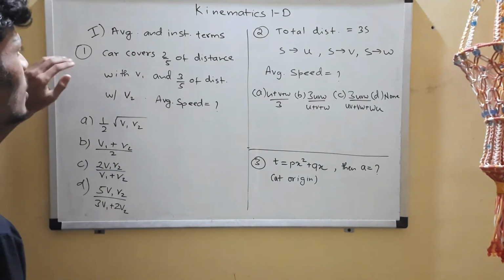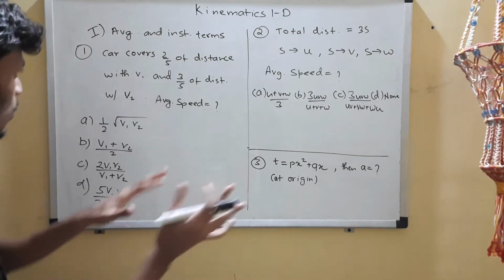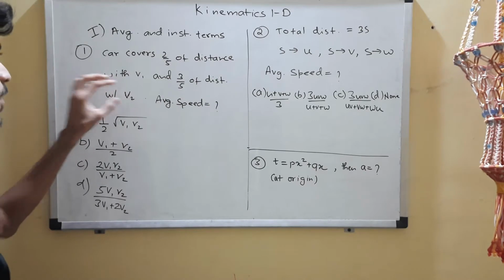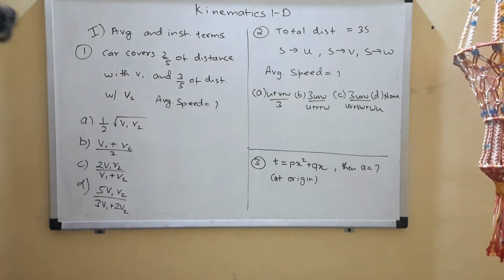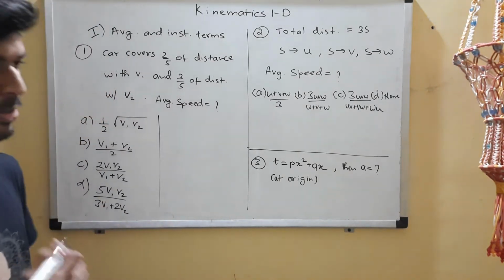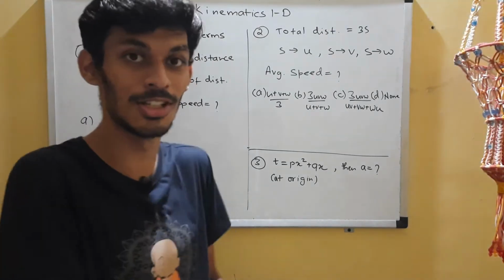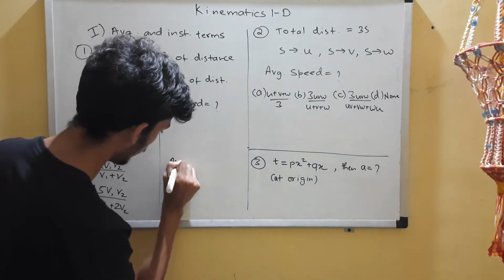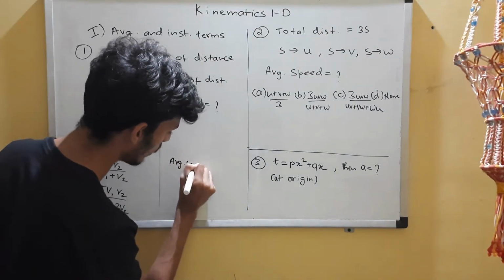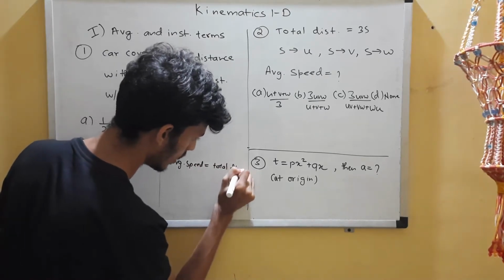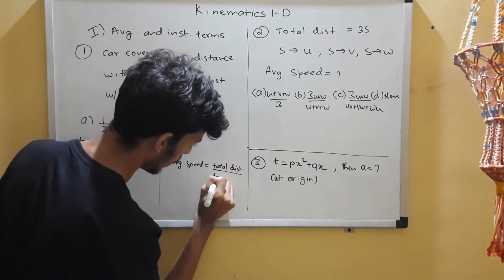So first question: a car covers 2/5 of the total distance with velocity v1 and 3/5 of the distance with velocity v2. What is the average speed? Now this is a very straightforward question. You learn it in the first few classes of your kinematics 1D. You learn the formula of average speed, right? So average speed is given as total distance upon total time taken.